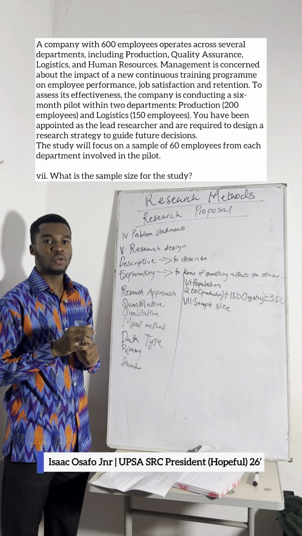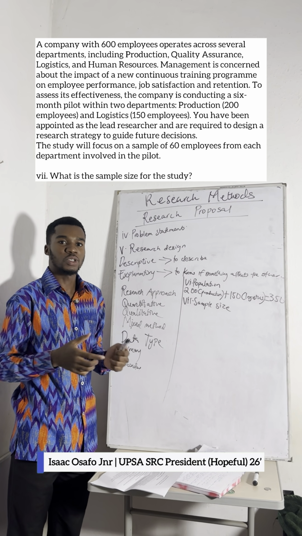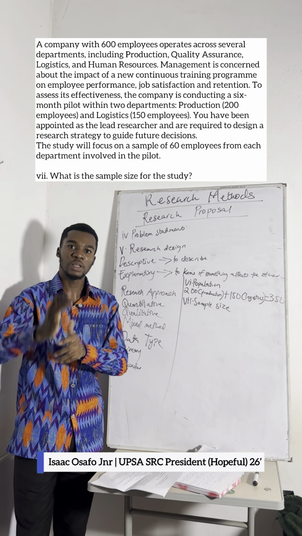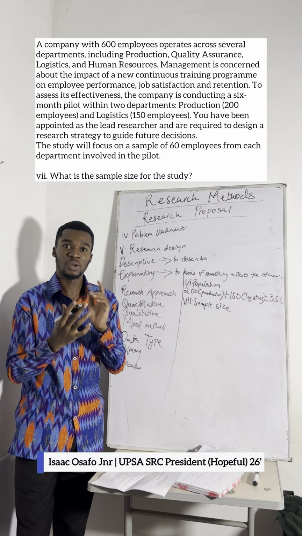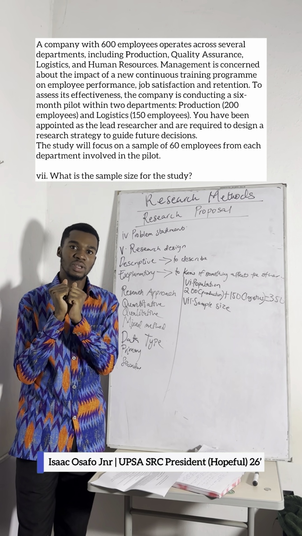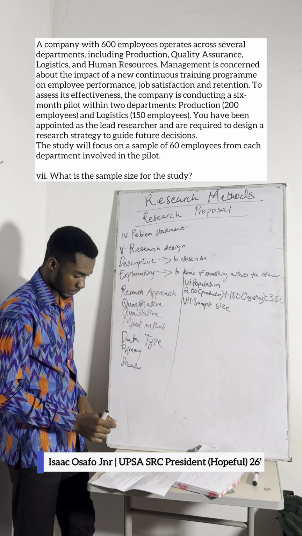But now you realize that, oh, the 350 is even still a lot. So now the people that you actually take, that you are going to ask questions one by one, you are going to assess them and all. That's the sample size. So those are the people that you are actually conducting the research on. You get it?